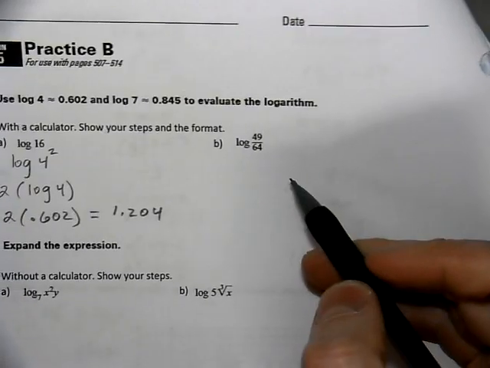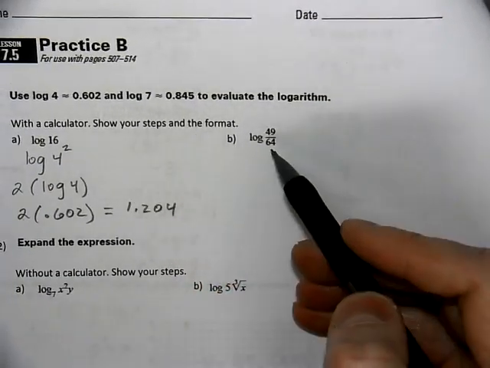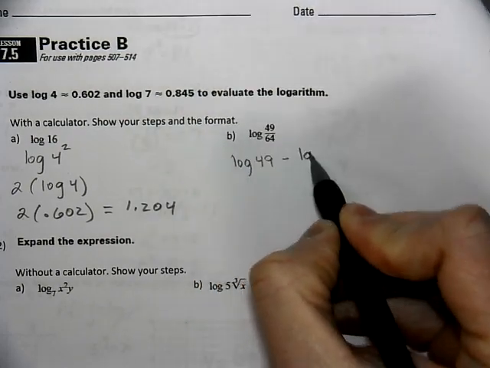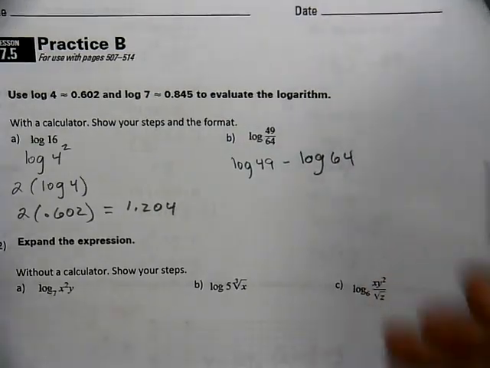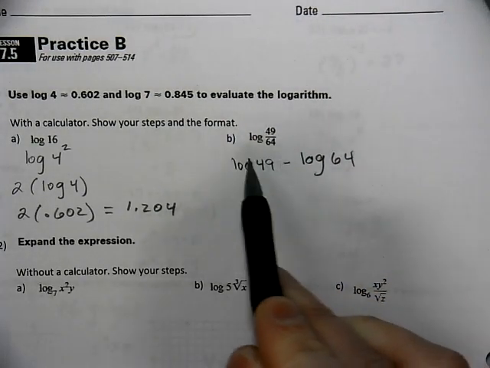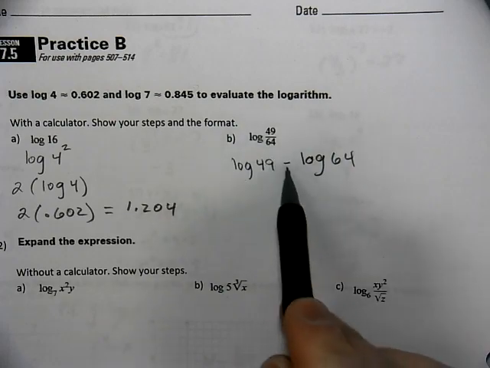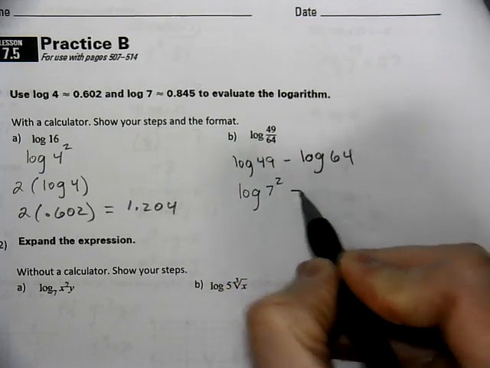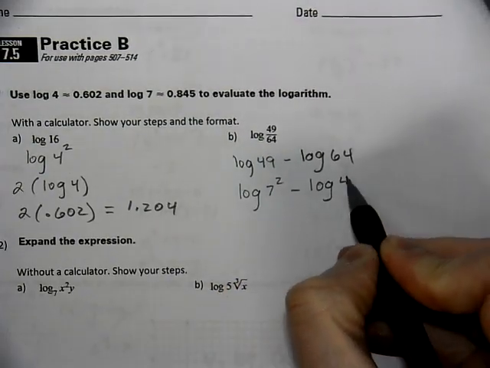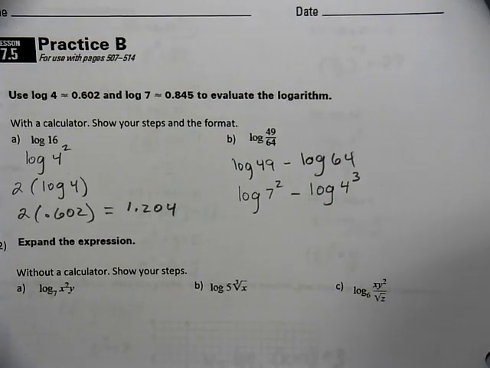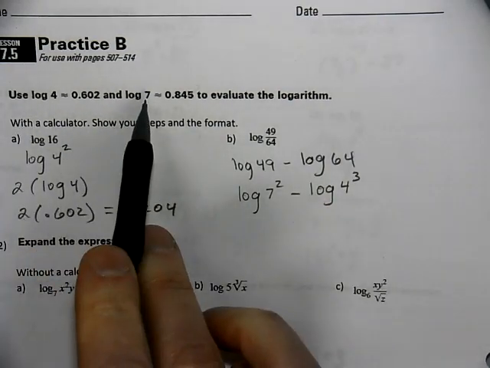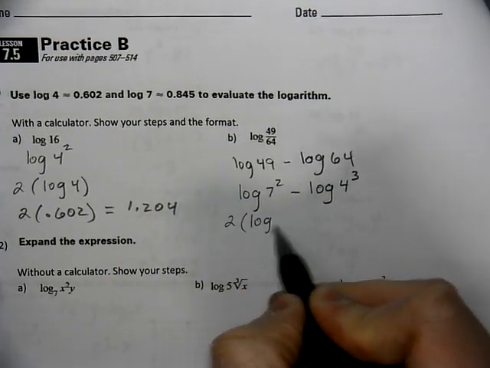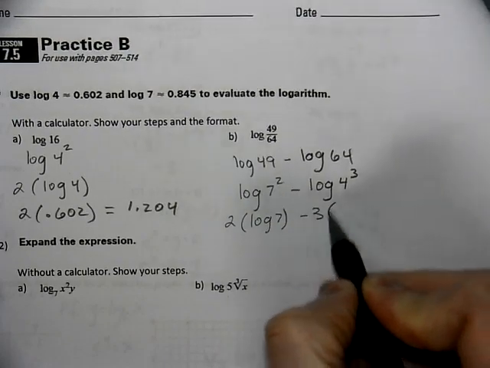The next one, again, we want to use 4s and 7s only. So we would write this as log of 49 minus the log of 64, because it's a fraction, so we separate them using the properties by a minus. Well, 49 can be written as 7 squared. 64 can be written as 4 cubed. Remember, we can only use 7s and 4s. So we bring the 2 in front. We bring the 3 in front.